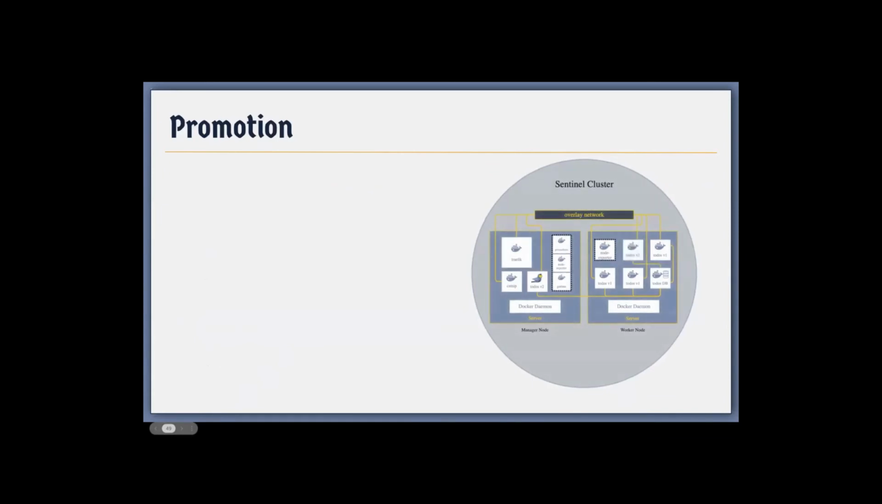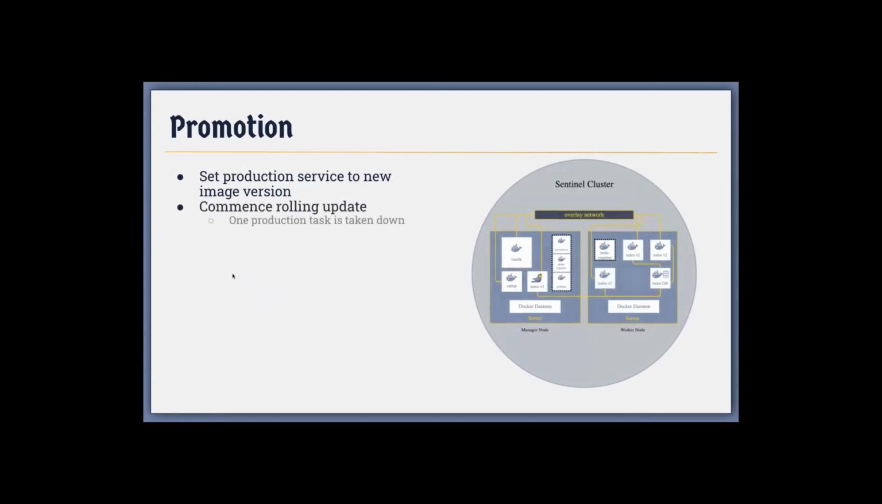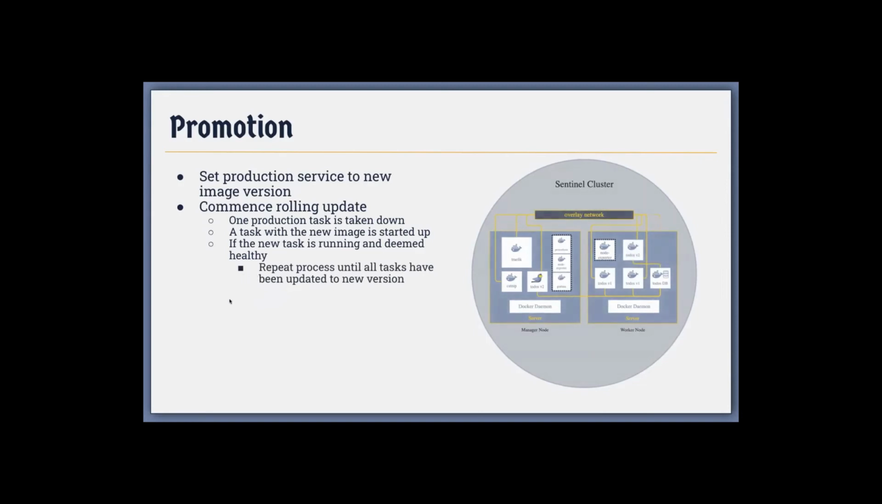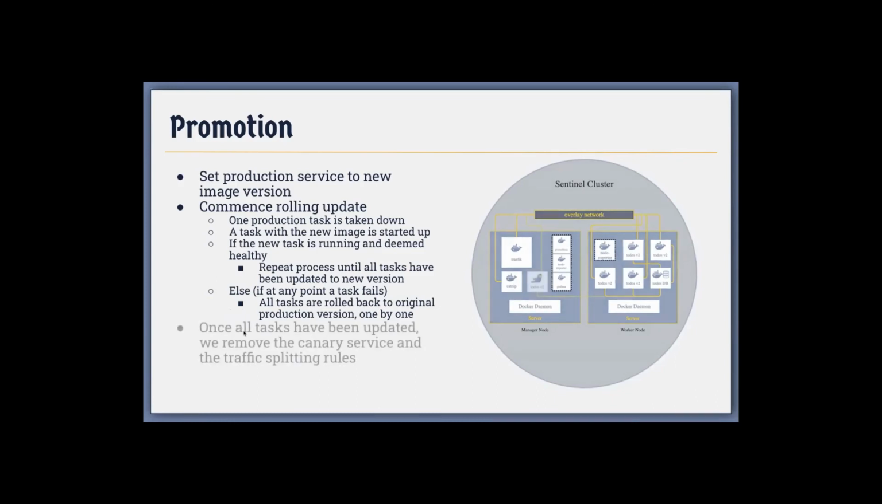With getting a Canary in place now covered, let's discuss the ability to promote Canaries. To start, we update the configuration for the production service so that it uses a new image version. This starts a rolling update process where one production task running the old version is taken down and replaced by a task running the new version. If the new task is deemed healthy, the process is repeated until all old tasks have been replaced by tasks running the new version. If the new task fails for any reason, the process is stopped and all tasks are reverted back to the original version. Once all tasks have been updated, we remove the Canary service and traffic splitting configuration file. So let's take a look at this process in action.